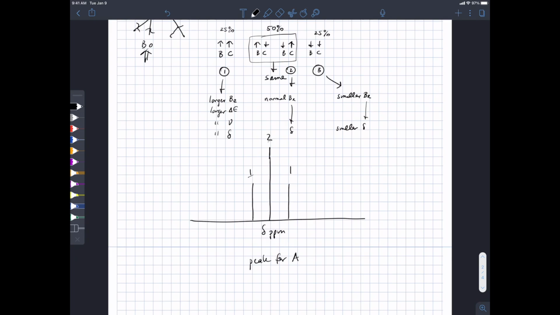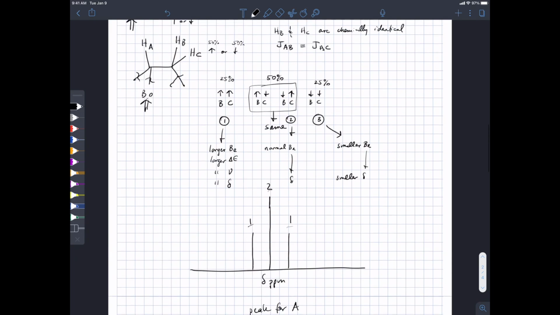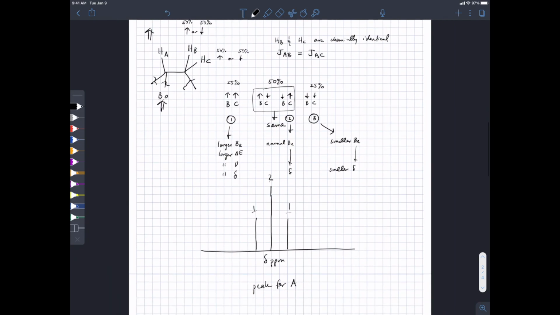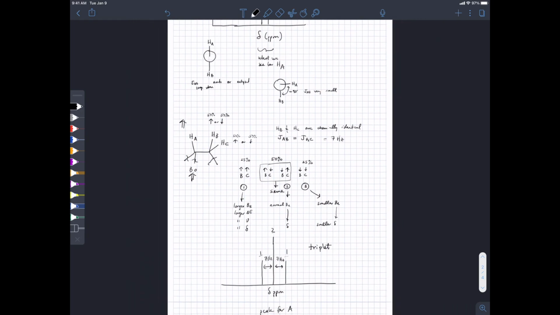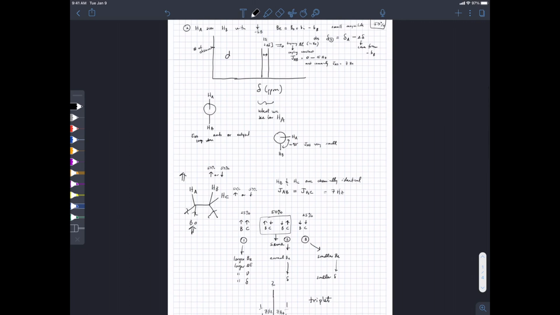Now, before I said that the coupling constant between A and B and between A and C is identical, let's just say it's 7 Hertz, and that's important. That's actually why we observe this 1 to 2 to 1 pattern. The 1 to 2 to 1 pattern we're going to call a triplet, whereas the 1 to 1 pattern we're going to call a doublet.